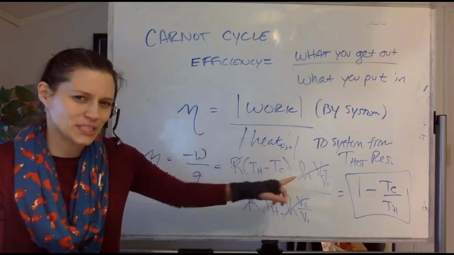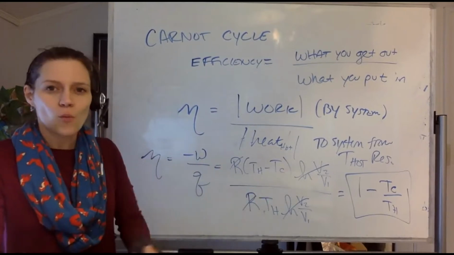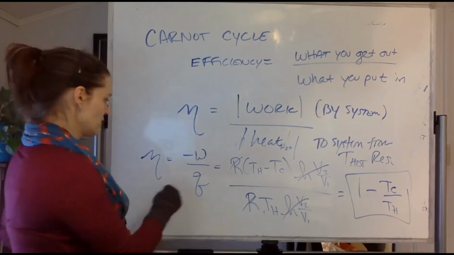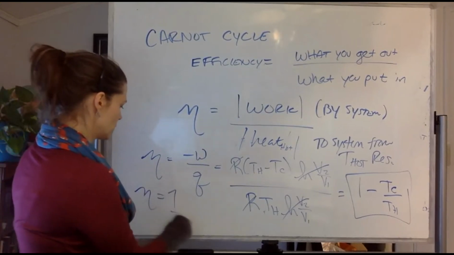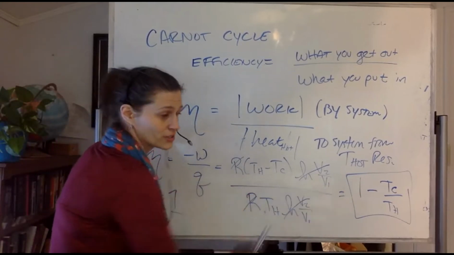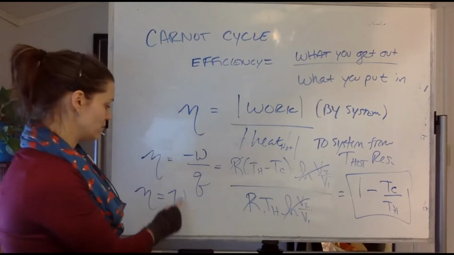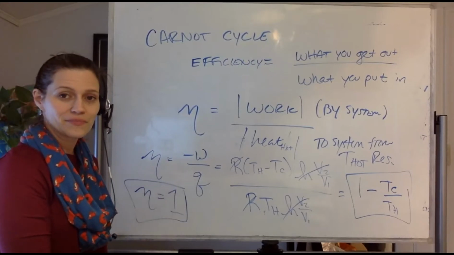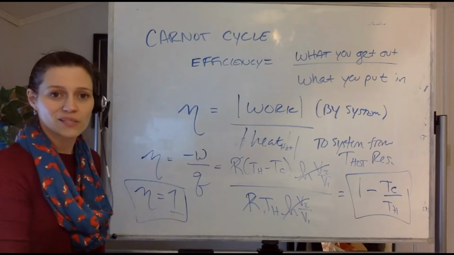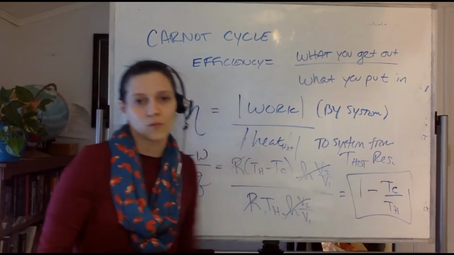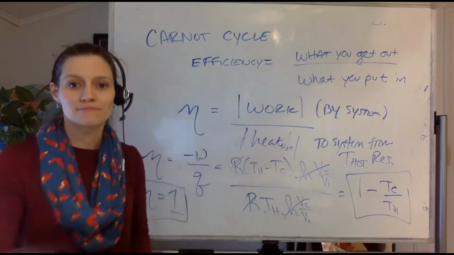And something that's really interesting about this, think about what it means to be 100% efficient. That means eta is equal to 1. If eta is equal to 1 minus T C over T H, how can this be true? I won't even answer that. I'll let you think about that. But how can you get this relationship to equal 1? And what does that physically mean?